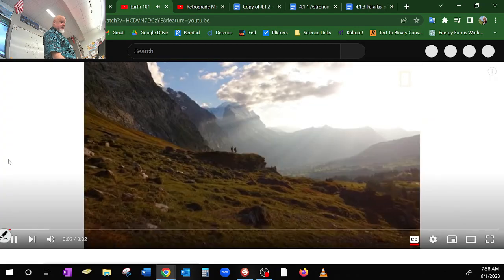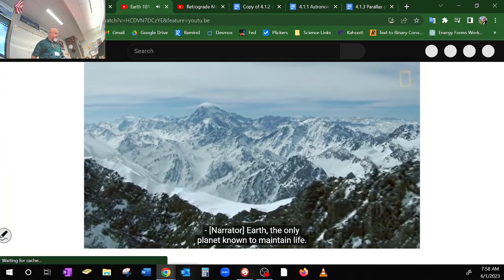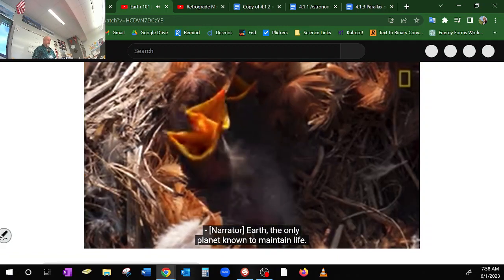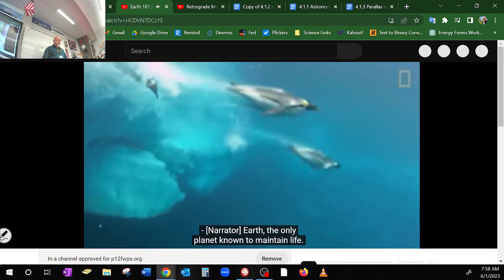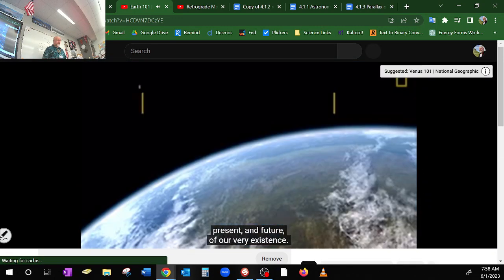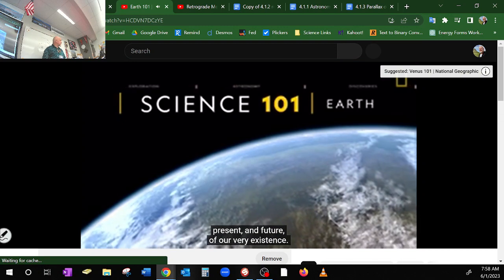There we go. The Earth. The only planet known to maintain life. A product of scientific phenomenon and sheer chance. This blue speck in space holds the past, present, and future of our very existence.